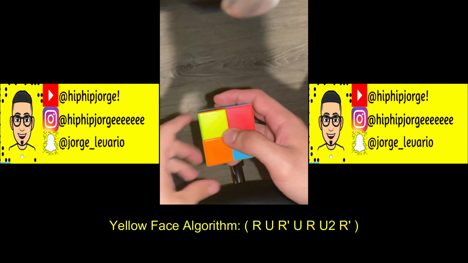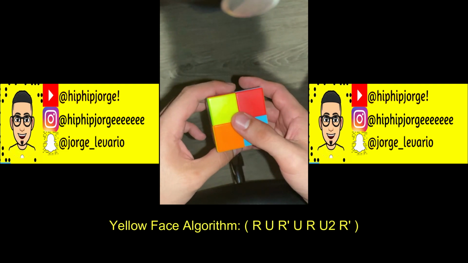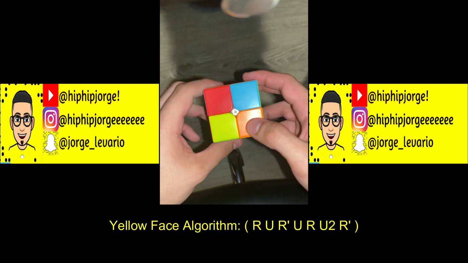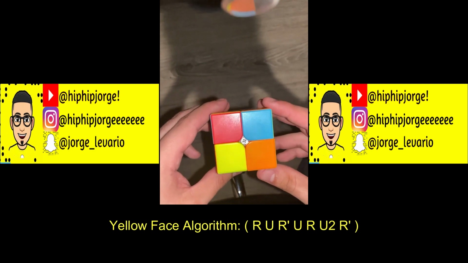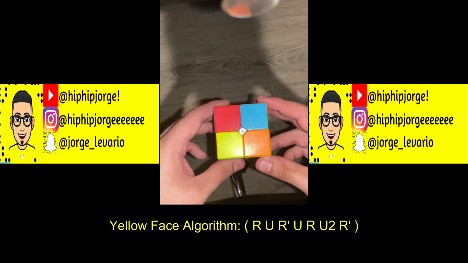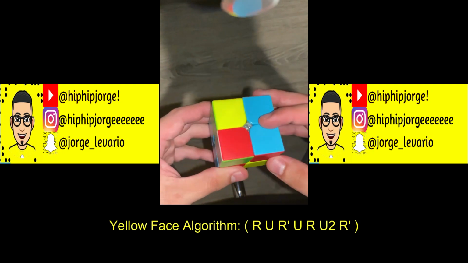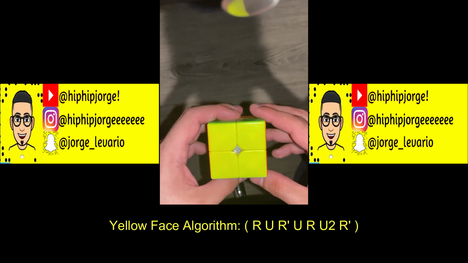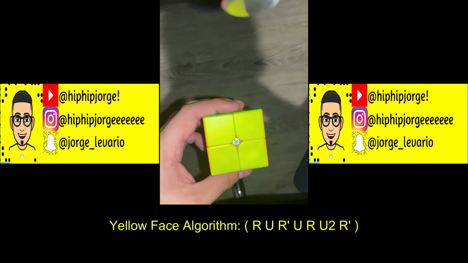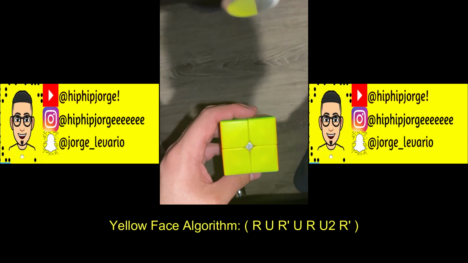So basically what we're gonna do now is, in case you have one, you put it as your bottom left piece of your top face. So same algorithm applies. R, U, R prime, U, R, U2, R prime. So now you have the yellow piece set up.